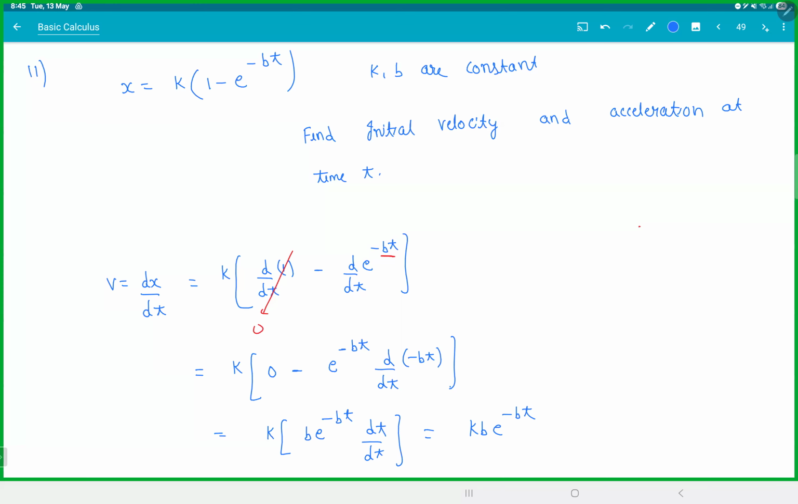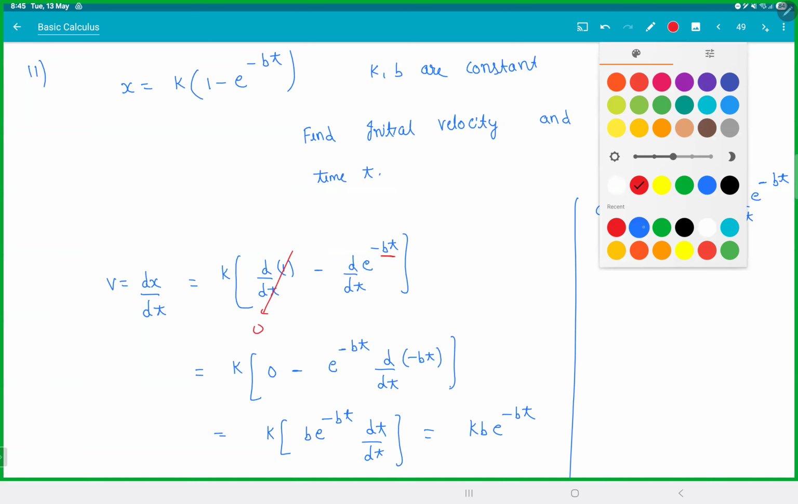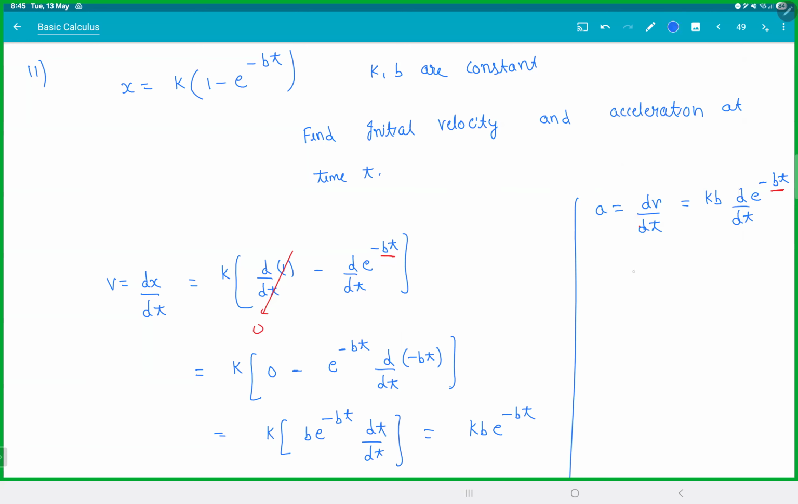So once you got the velocity, differentiate it again. So acceleration is dv by dt, which is k into b, which is constant, and then differentiate e power minus bt. Again, chain rule. This is e power a function. So you should get used to this. So this is kb, and that will be minus b into e power minus bt. So acceleration is minus kb square e power minus bt. Sure.